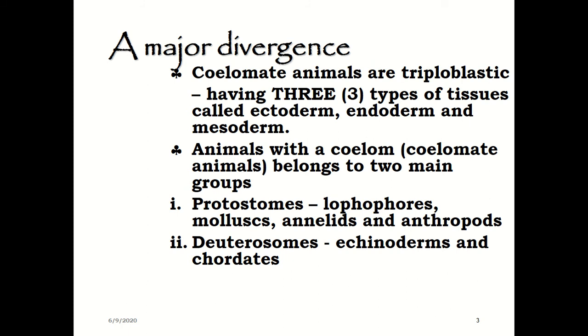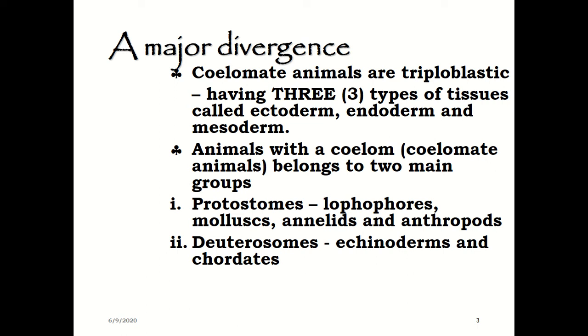So remember, variation in body plans in animals, including the coelom. Some animals do have a coelom, known as coelomate animals. Some animals have a false coelom, known as pseudocoelom, and some animals do not have a coelom at all, known as acoelomate animals.